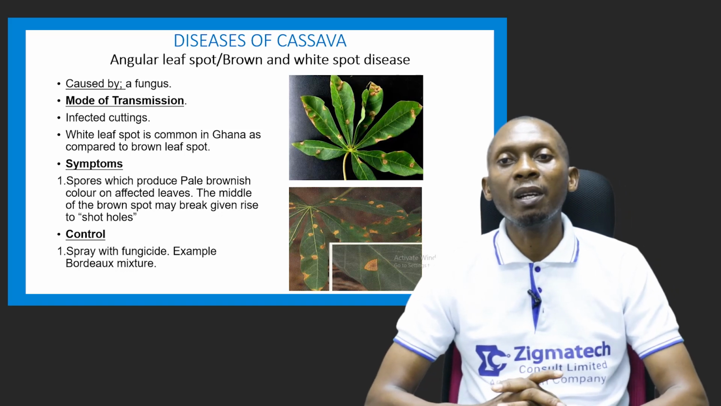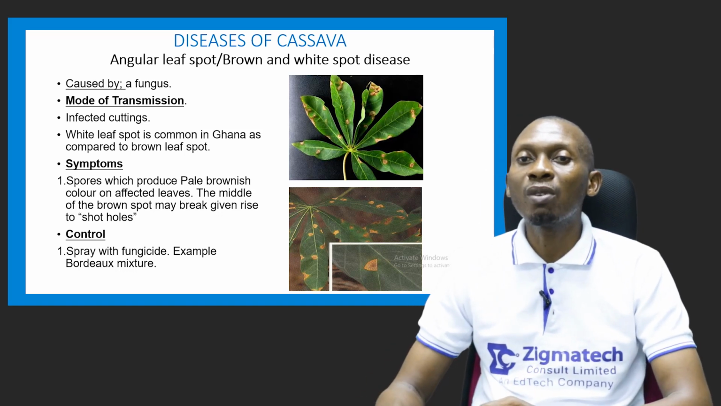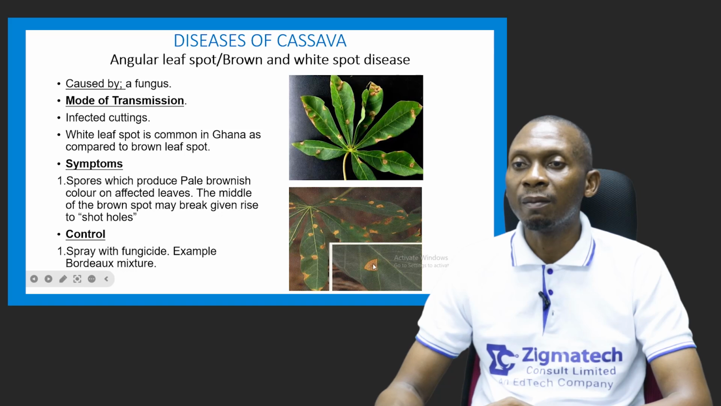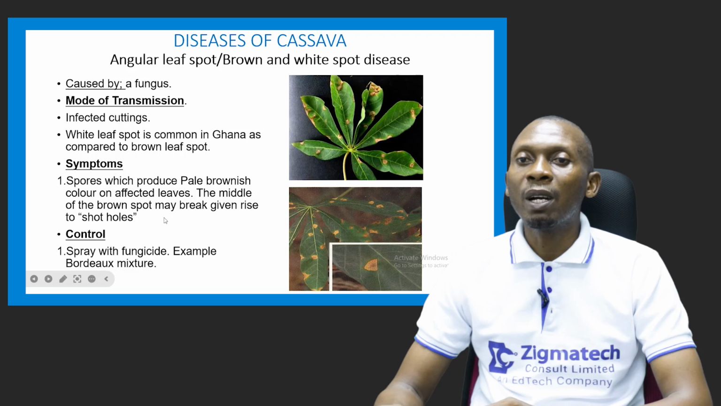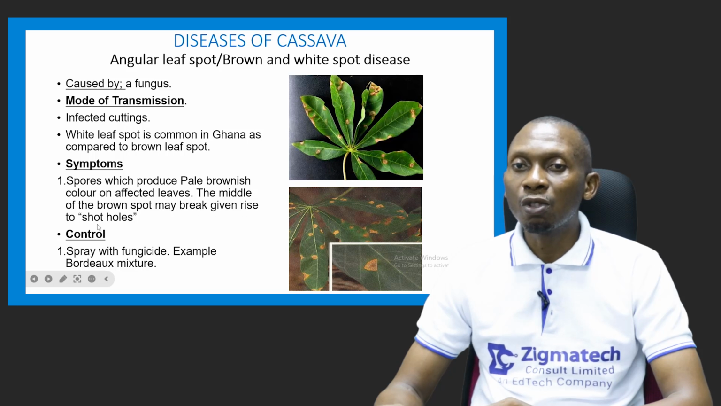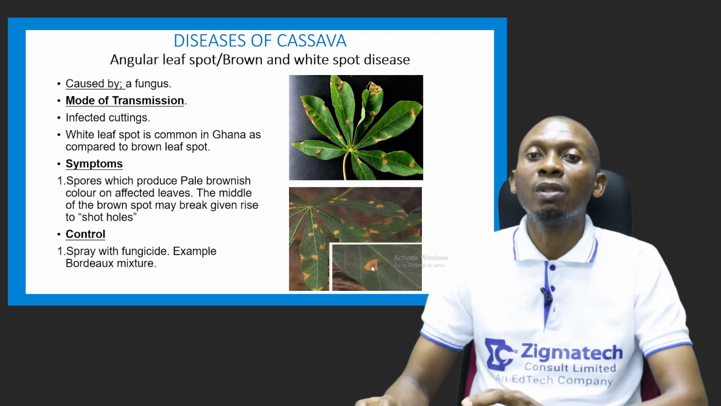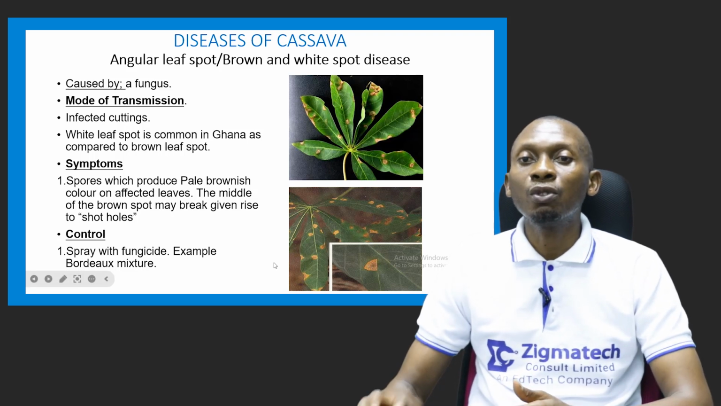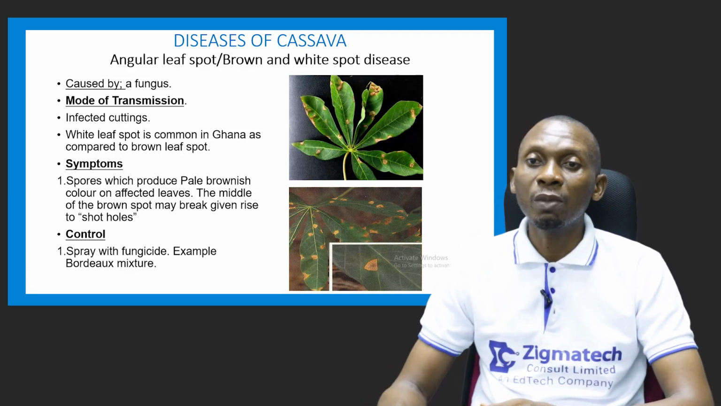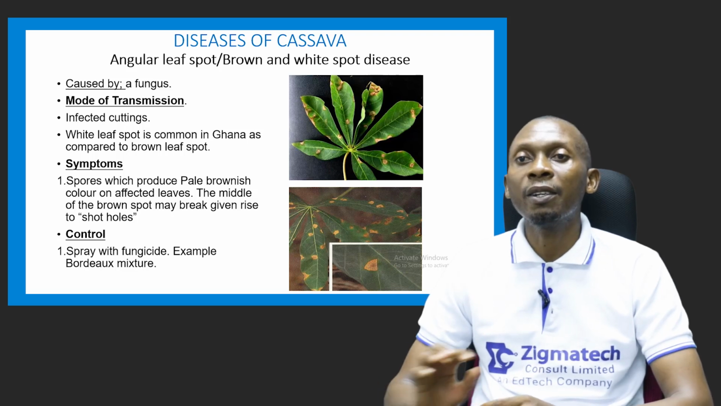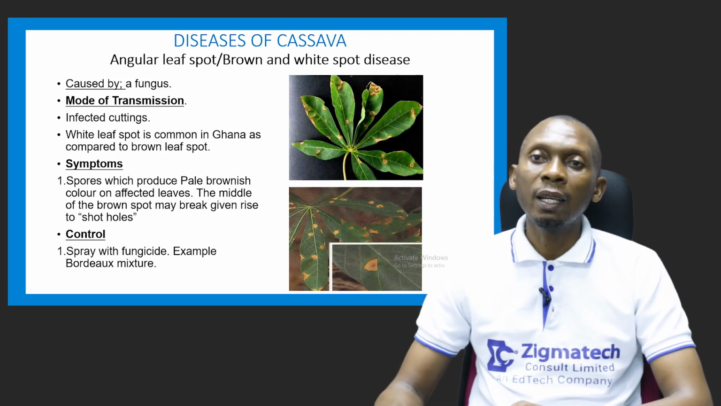And the symptoms here are a production of pale brownish color on the leaves. If you can see, it's like the pale brownish color on the leaves. And the middle of the brown spot may break, giving rise to shot holes. If you look closely, you can see that the middle of this brown spot may break, which could give rise to shot holes. Now, how is it controlled? By spraying with fungicide. Bordeaux mixture, for example, is a fungicide that you can use to control angular leaf spot disease.